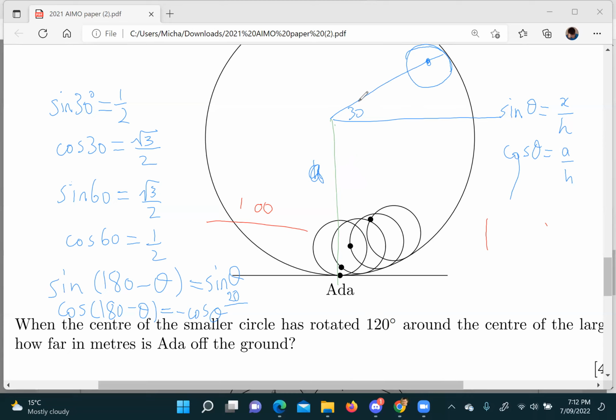So we know the center of the other circle is how high off the ground? Because it's a 30, 60, 90 triangle, with hypotenuse 80, so then the height of the right angle is 40.